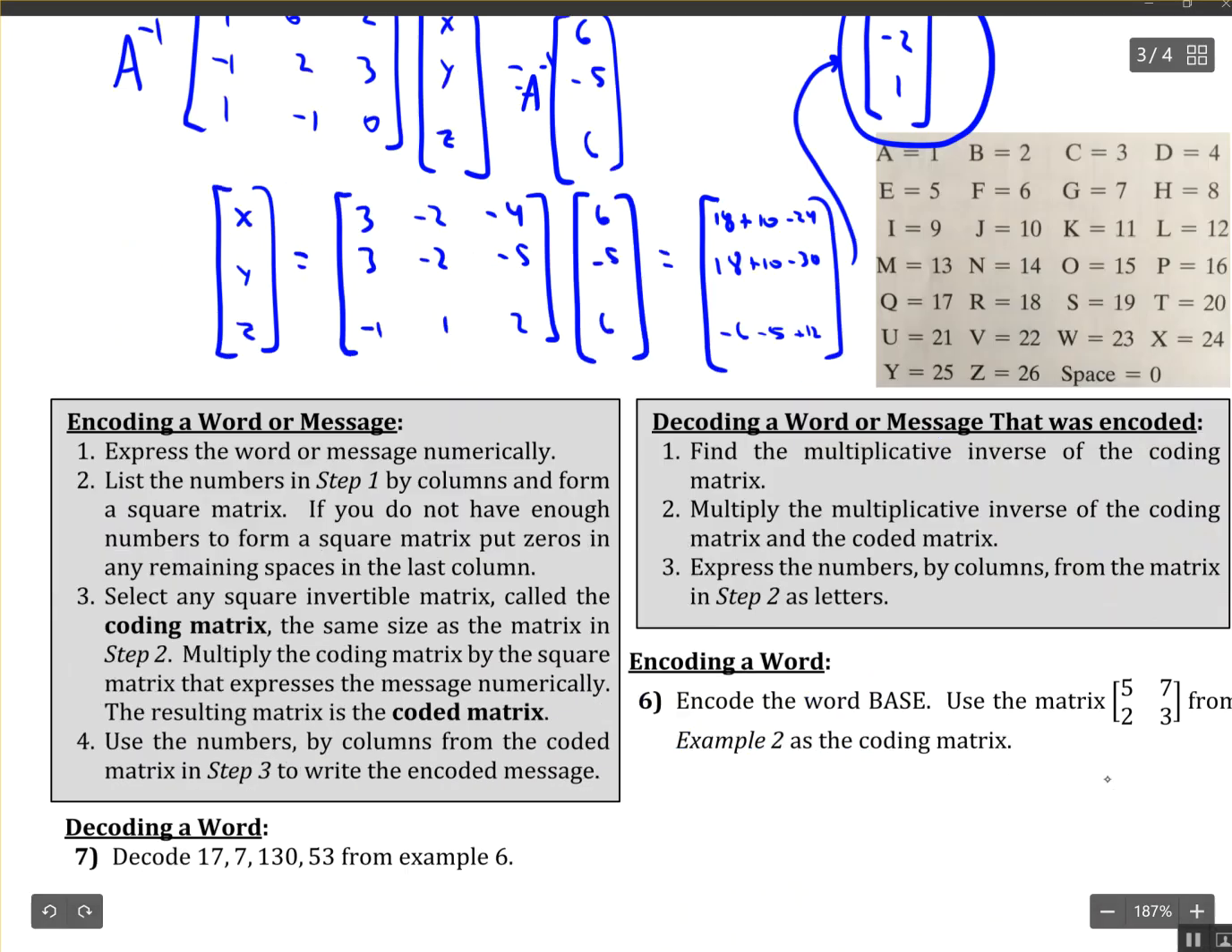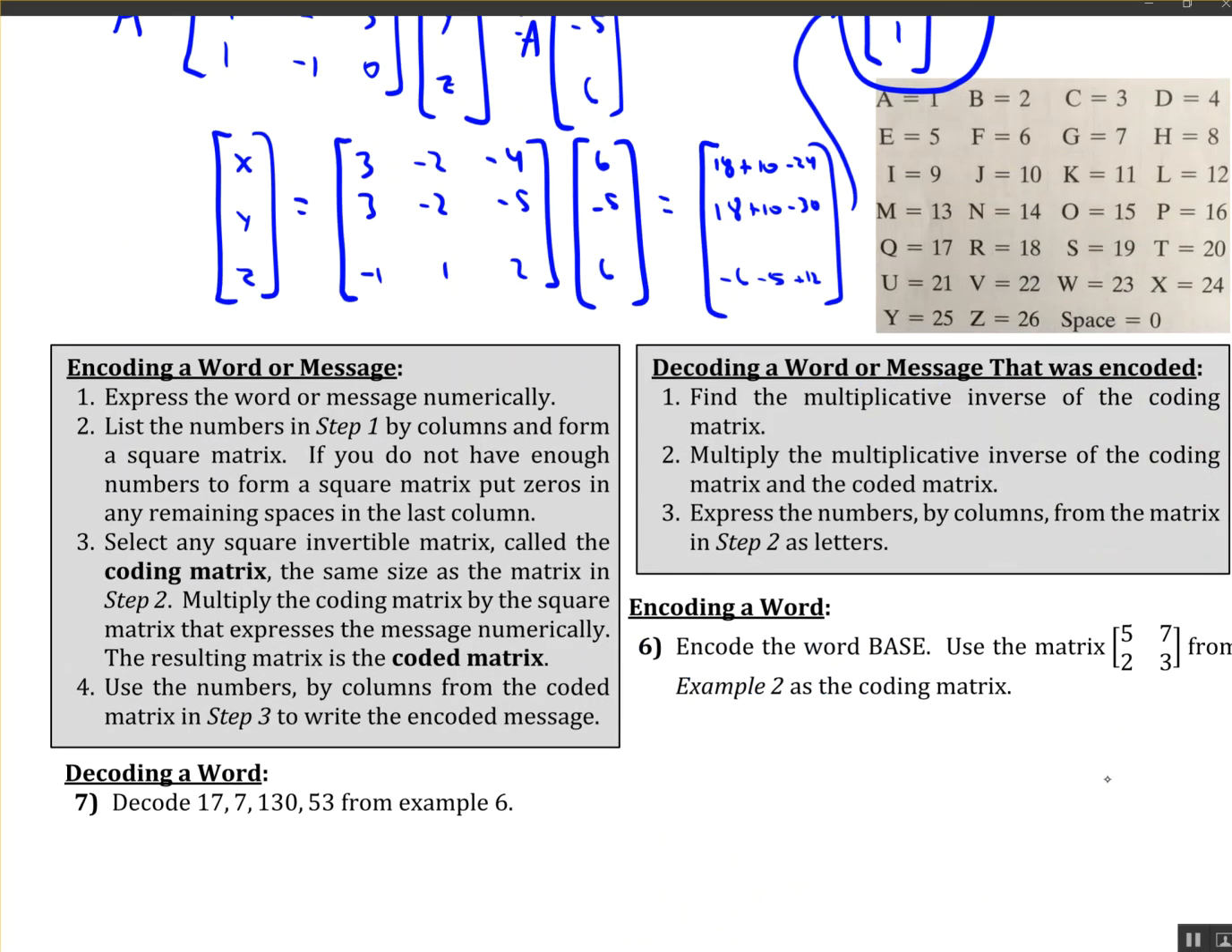Pretty nifty. All right. Finally, a simple way of encoding messages is to use a matrix to do that. So we're going to take our letters and list them as columns in order. Like BASE, we're going to convert those letters to numbers. So we fill up our columns first. And if we don't have a square matrix, we're going to have to add zeros to make it into a square matrix.